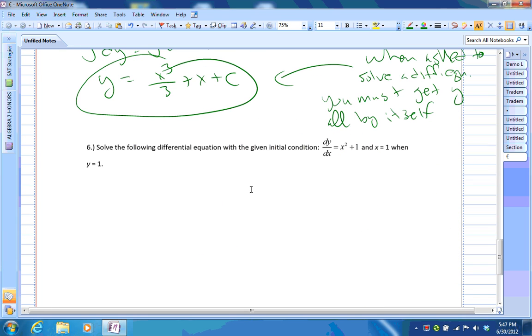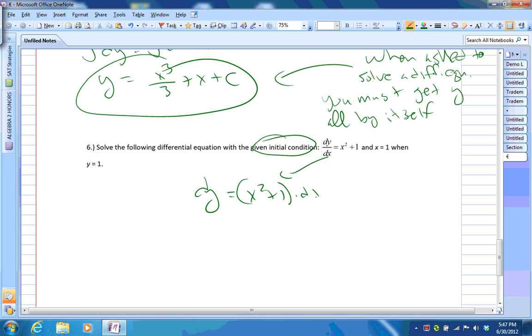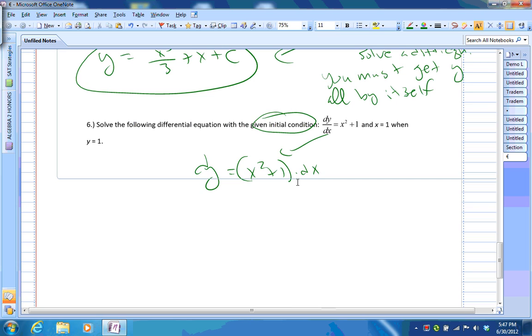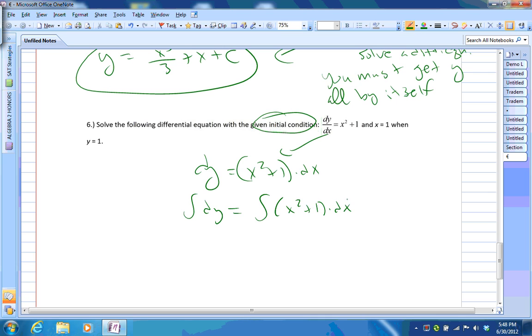Okay, number 6 is kind of the same thing, but one little thing here. You're given an initial condition. But let's do the same thing. dy will equal (x squared plus 1) times dx. So notice I'm doing the same problem as before. Integrate both sides. That's pretty easy. y equals x cubed over 3 plus x plus c.